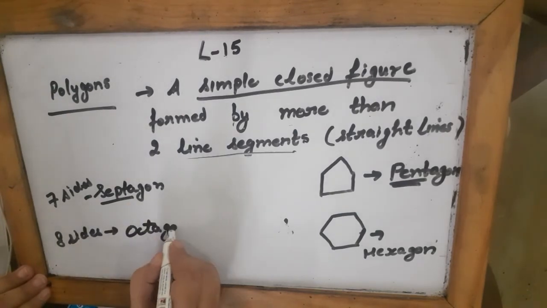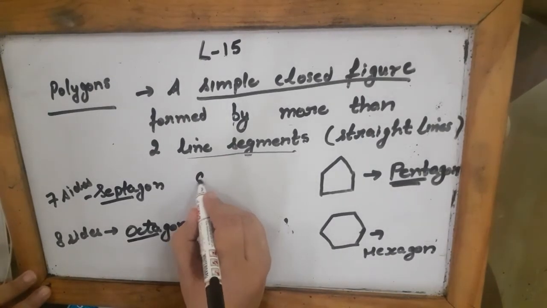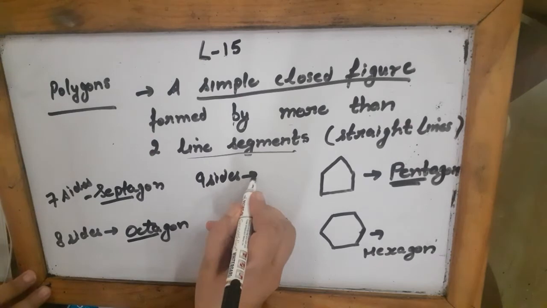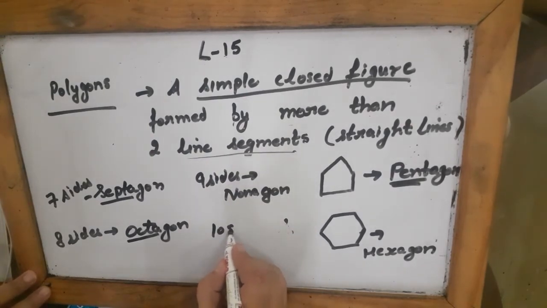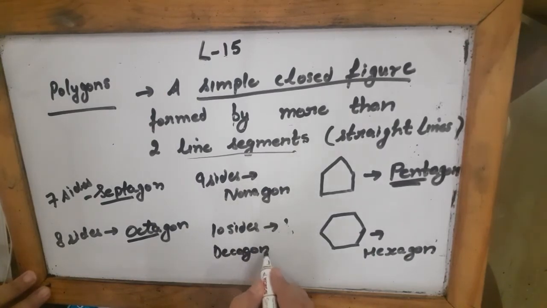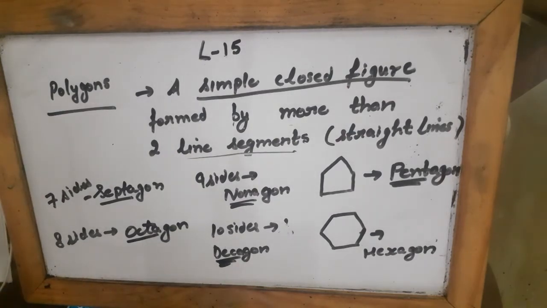You know what is an octopus? Octopus means which has eight arms. Okay, so octa means eight. An eight-sided figure is called an octagon, and the figure which has nine sides is called a nonagon. And the figure which has 10 sides is called a decagon. Deca means 10. Nona means 9. Septa means 7. So what are polygons? Polygons are simple closed figures formed by more than two line segments.